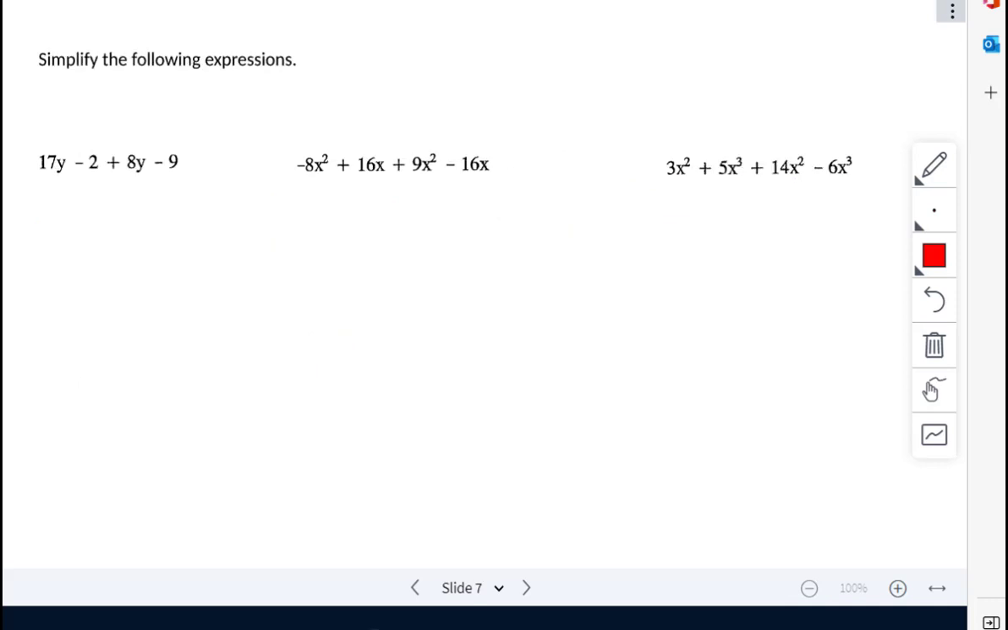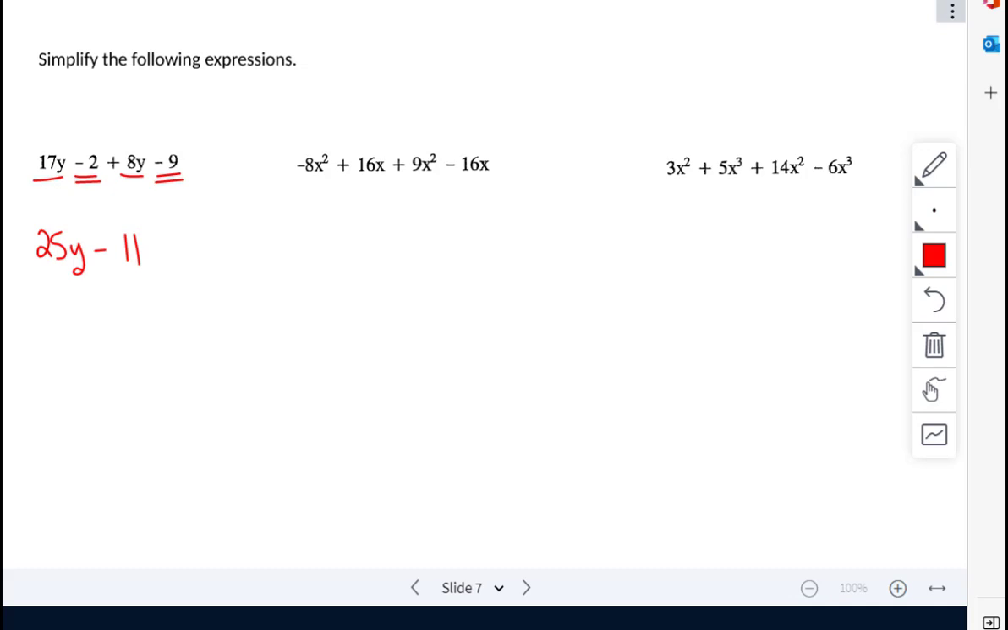Okay, so here we are going to simplify the following expressions by collecting like terms. So our first example here, we have 17y minus 2 plus 8y minus 9. So we're going to collect the 17y and the 8y together, and then we're going to collect the negative 2 and the negative 9 together. All right, so 17y plus 8y, that gives me 25y, and then negative 2 and negative 9, that is negative 11.